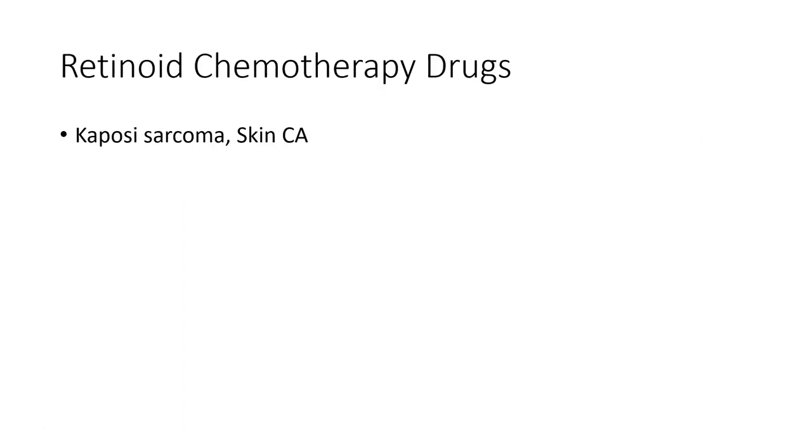And then we have the retinoid drugs. Now, these are primarily used in treating types of skin cancers. Kaposi sarcoma is a type of skin cancer, often occurring in patients with AIDS. And then other types of skin cancers, basal cell carcinoma, melanoma, things like that. And alitretinoin, which is Panretin. They're related to vitamin A, and they end in tinoin.